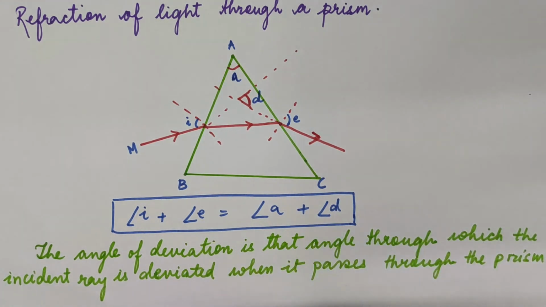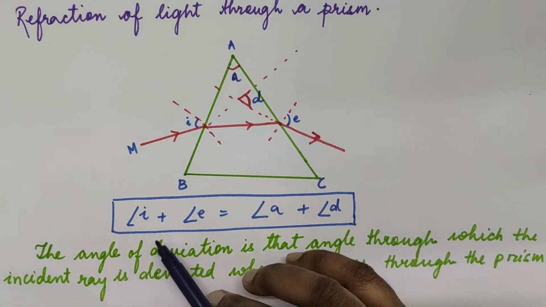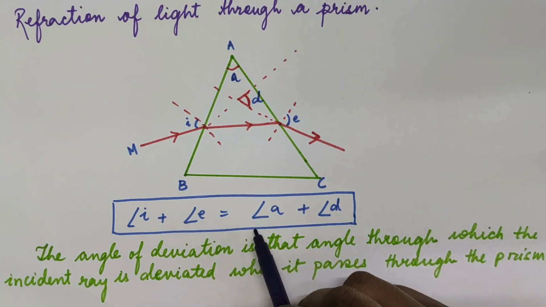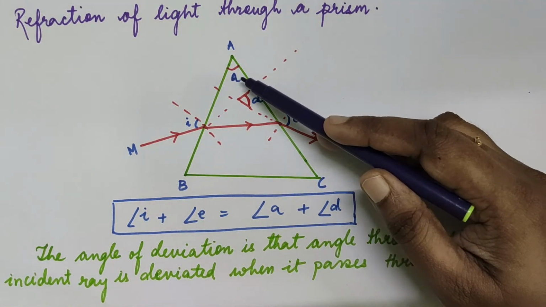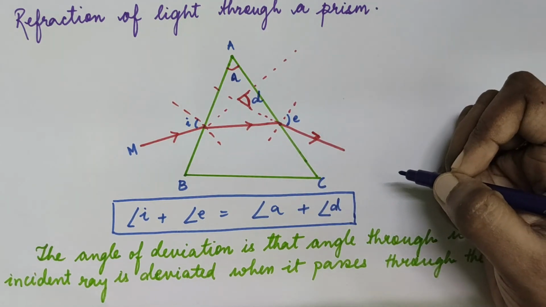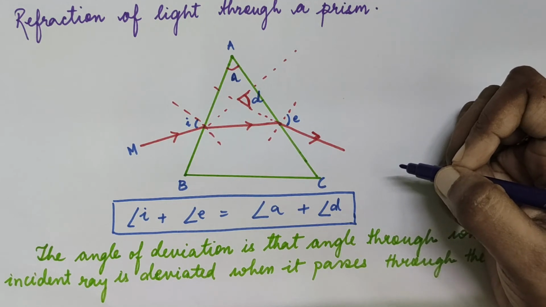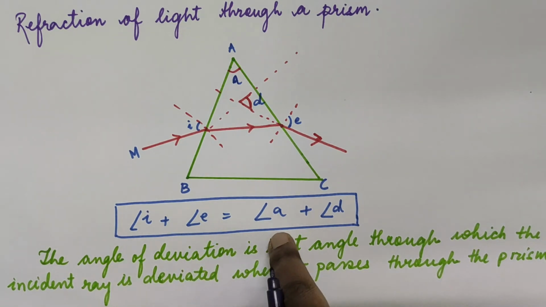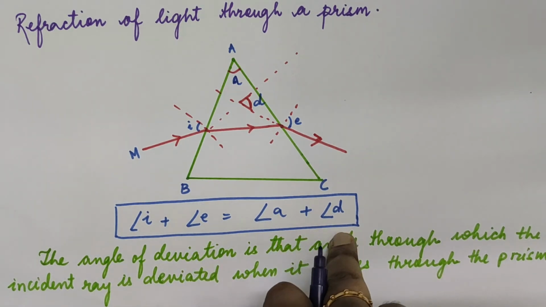And a very interesting relationship which you should know is that the angle of incidence, that is I, and the angle of emergence both add up to the angle of prism, that is angle A, plus the angle of deviation. This is a very important derivation as such, but in class 8 you don't need the derivation. You just need to know the relationship between the different angles here. So you should know that angle of incidence I plus the angle of emergence is equal to the angle of prism plus the angle of deviation.